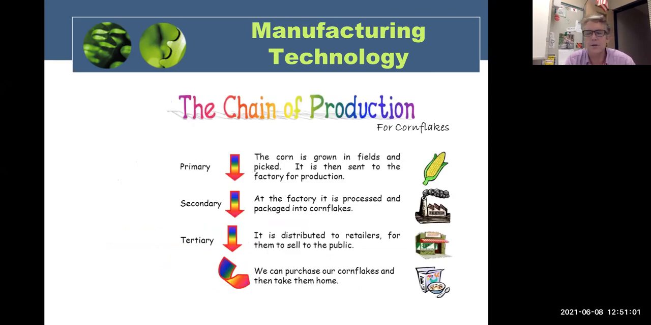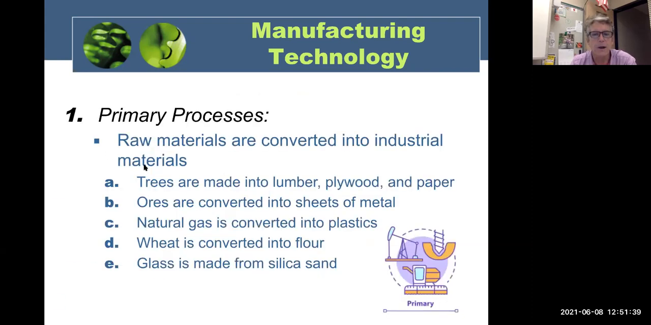So the chain of production for cornflakes: primary, corn is grown in the field and picked. It is then sent to the factory for production. So that is a primary raw material, right? Corn kernels are being sent to the factory. Secondary, at the factory, it is processed and packaged into cornflakes. All right? So they are processing it. Tertiary, it is distributed to retailers for them to sell to the public. We can purchase our cornflakes and then take them home. That is how the chain of production works. This is a manufacturing process.